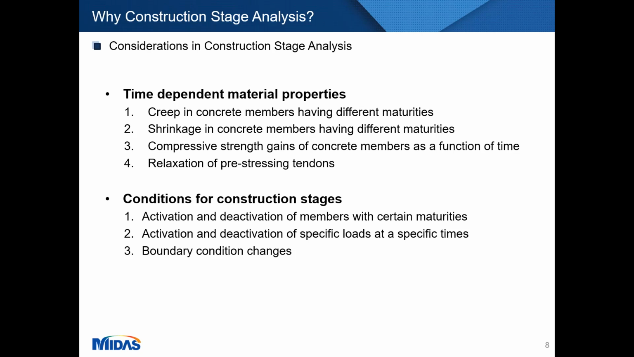And suppose we have a composite section, in that case the creep maturities will be different for both parts of the section, which will result in differential creep. Similarly, we will have differential shrinkage as well. In addition to this, as the construction steps are different, the activation of each member will be different. Hence, they will also have different creep maturities and shrinkage maturities. That's why it is important to consider creep and shrinkage for construction stage analysis.